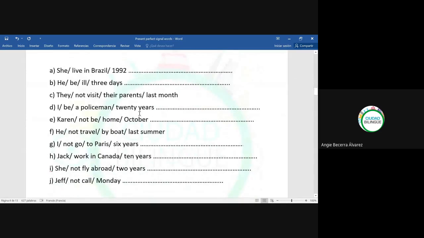Very good. So now this one, what we're going to do, guys? ¿Qué vamos a hacer acá? Vamos a completar o vamos a crear la oración en presente perfecto utilizando ya sea since o for, ¿ok? De acuerdo al contexto. Por ejemplo, la primera dice, she lived in Brazil 1992. ¿Cómo quedaría esta oración? Yoka. Okay, she lived in Brazil since 1992. She lived in Brazil or she has? She has lived in Brazil. Solamente me faltaba eso. Since 1992. Perfect. Since 1992.